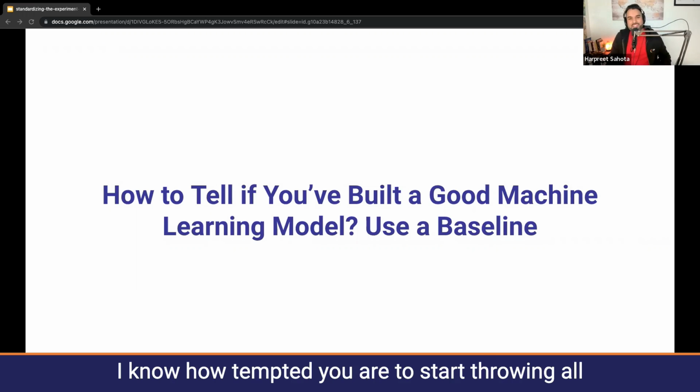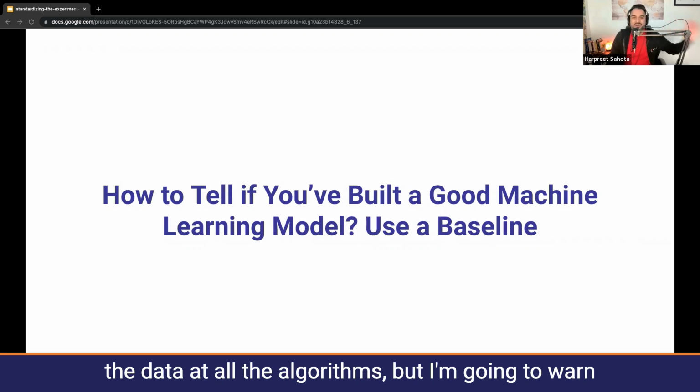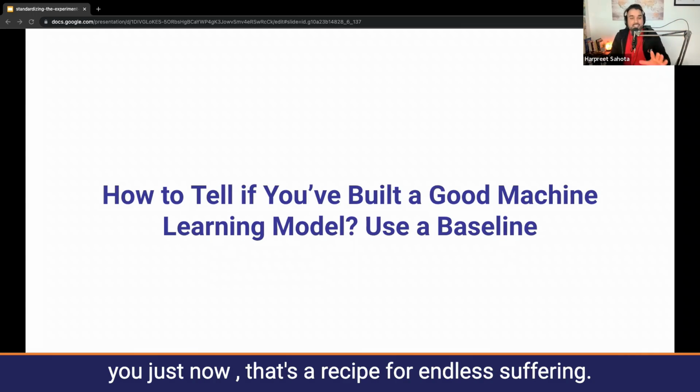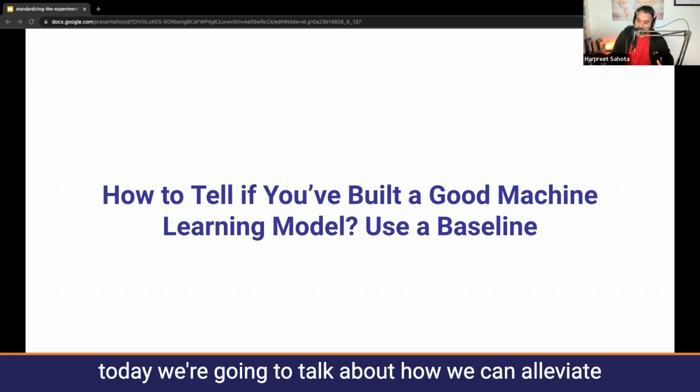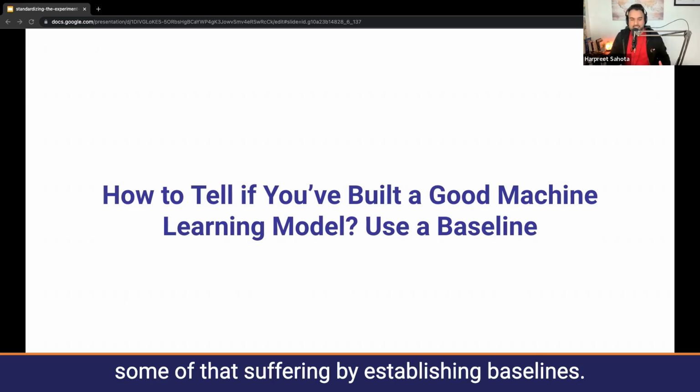I know how tempted you are to start throwing all the data at all the algorithms, but I'm going to warn you, that's a recipe for endless suffering. Yes, that's right. Endless suffering. Horrendous suffering, in fact. And today we're going to talk about how we can alleviate some of that suffering by establishing baselines.